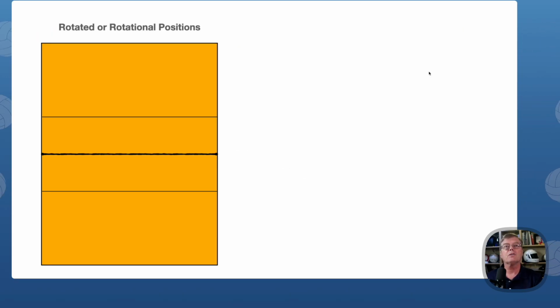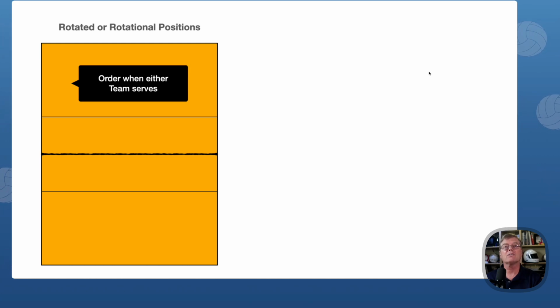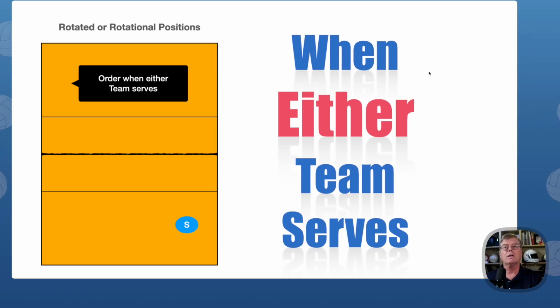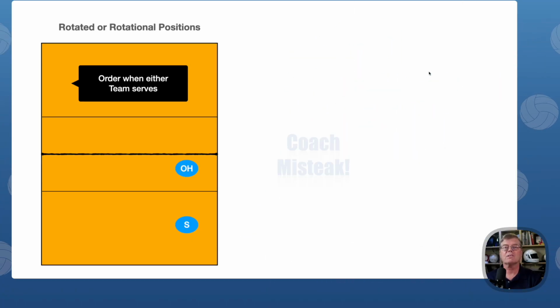All right, so rotated positions, what are they? You'll hear them called rotated positions, rotational positions. It's the order you need to be in when the other team serves. You'll have a setter. In the 6-2, we usually start with the setter in the number 1 position, unless we're receiving, and then we will rotate back 1. So the setter is where the outside hitter is right now. Everybody will be rotated 1 back counterclockwise from this setup that I'm showing you.